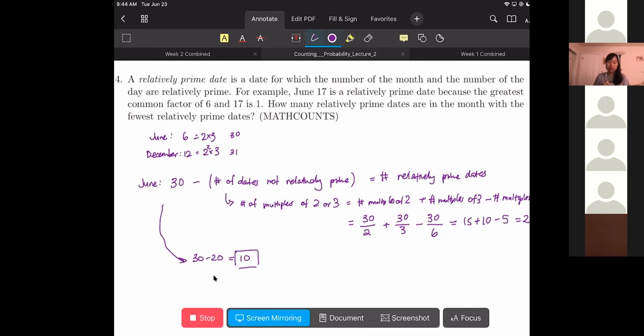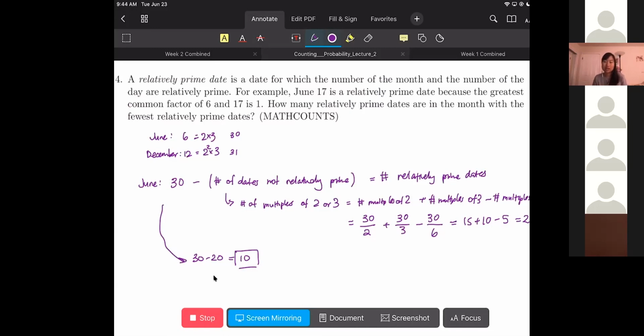And so the only really other option is maybe December, that also has factors of 2 and of 3. But because December has one more date, it's actually going to be 31 minus 20, which is 11. So June actually has the fewest relatively prime dates. And then we just calculated that was 10.